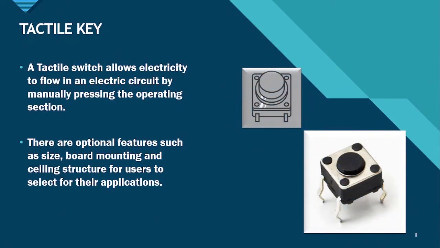Now we can move on to the next topic, that is the tactile key. A tactile key, which you all know about, is a simple switch. It is used to allow electricity to flow in an electric circuit by manually pressing the operating section. The operating section, which is visible in this image, is the button, like that knob on the top of this image. When we press that, electricity is passed through the circuit, and when we release it, it stops.